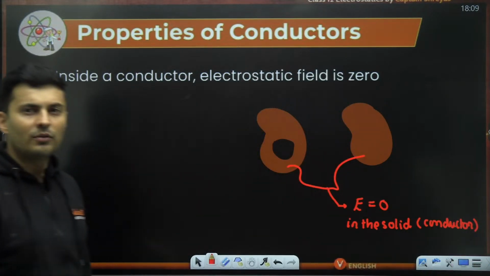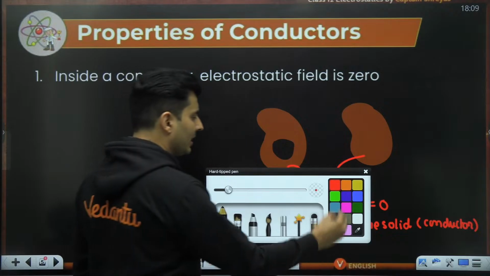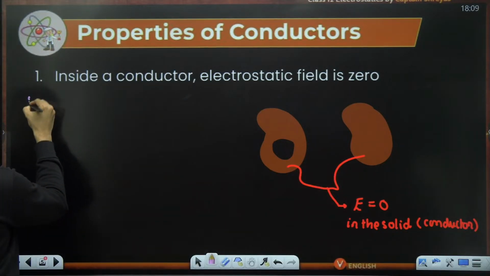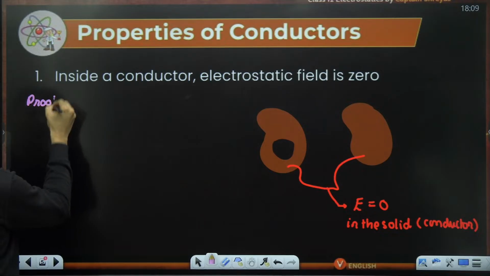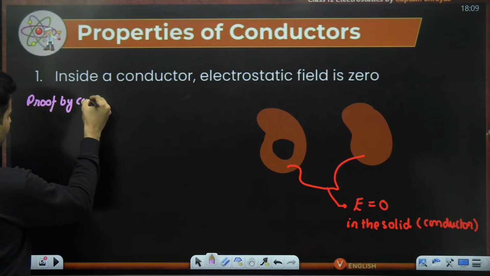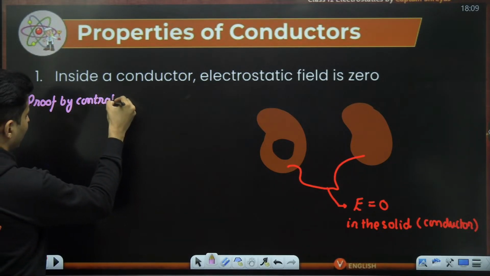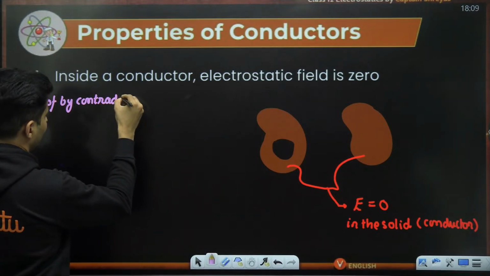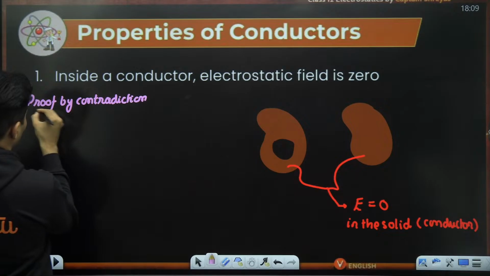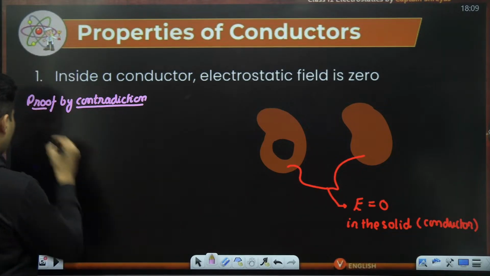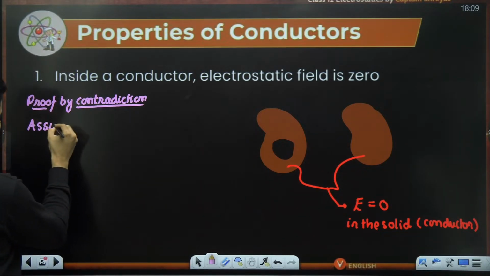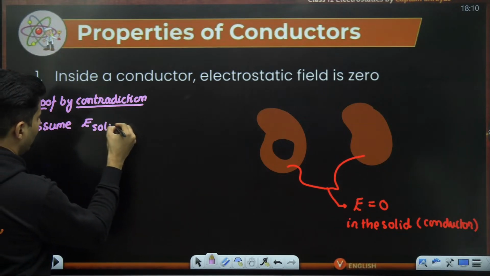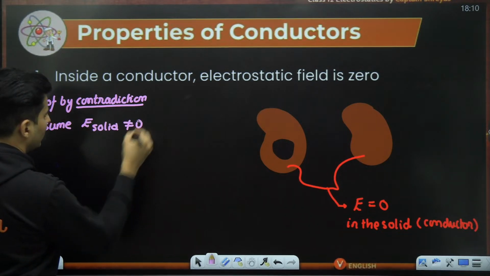And there is a reason for it. And the reason for that, I can argue by a method called proof by contradiction. We can prove it by contradicting it. What is this proof by contradiction? Let's assume the electric field in the solid part of the conductor is not zero.